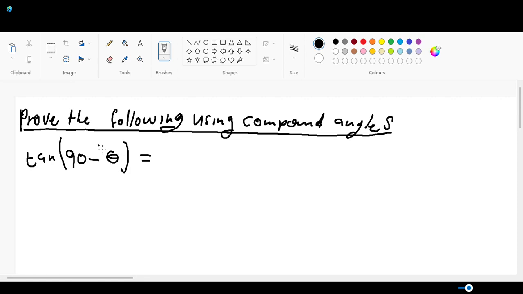And now 90 minus theta, what quadrant is this? In fact 90 minus theta is in the first quadrant, so the answer should be positive. Now since the answer is positive, what is the co-ratio of tan? The co-ratio of tan is supposed to be cot theta. So the answer is positive.